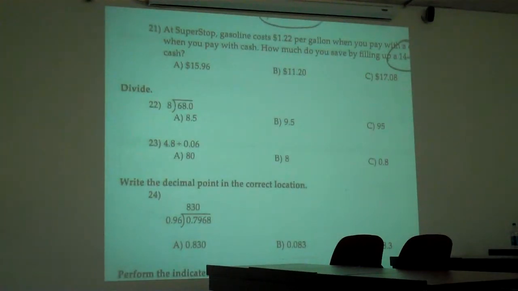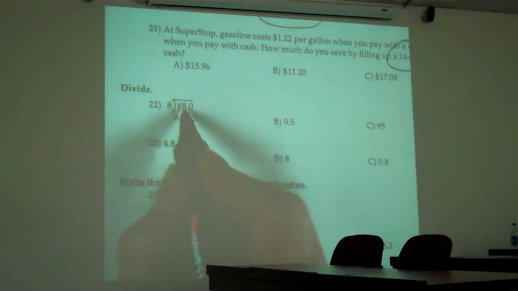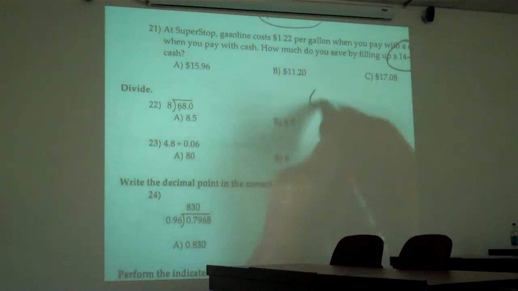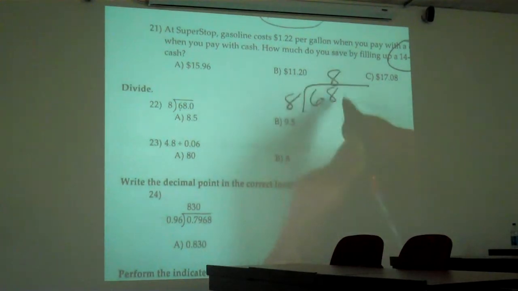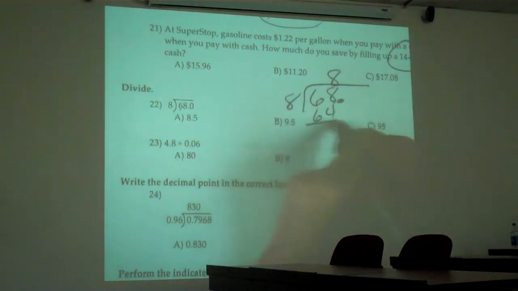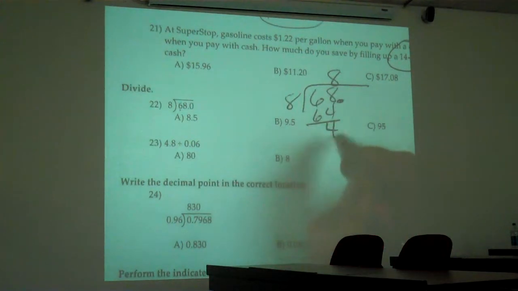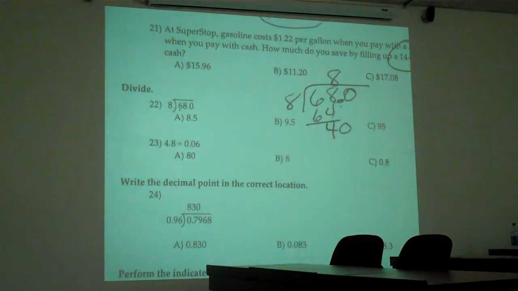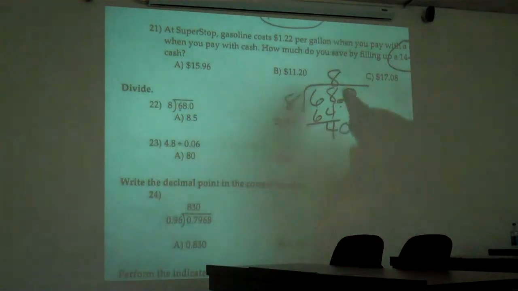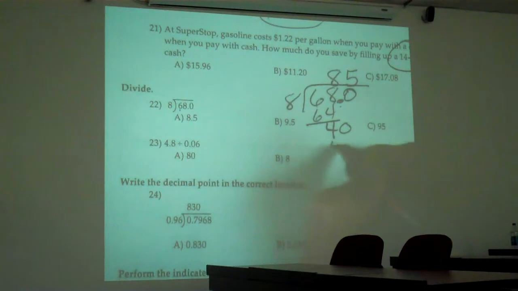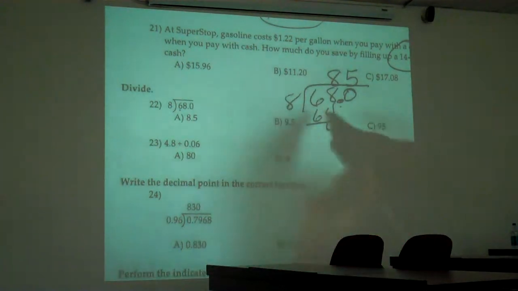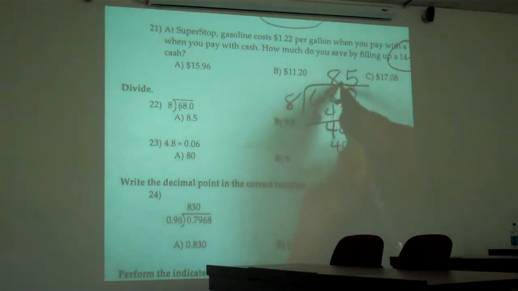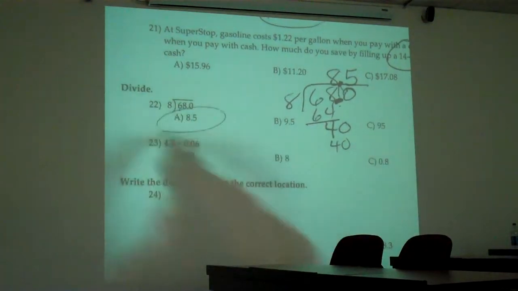Okay, 68 divided by 8. 8 won't go into 6. 8 into 68 is 8. Is that 64? Bring 4 down, no remainders. Add a 0, bring it down. 8 into 40? 5. Where's our decimal at? Straight up. We should have brought that straight up, right? 8.5.